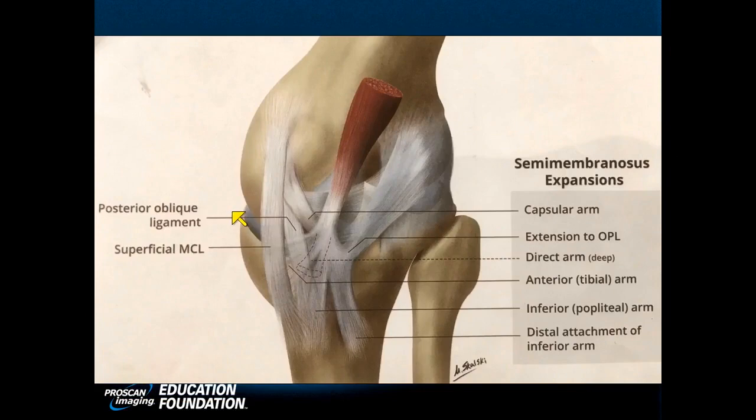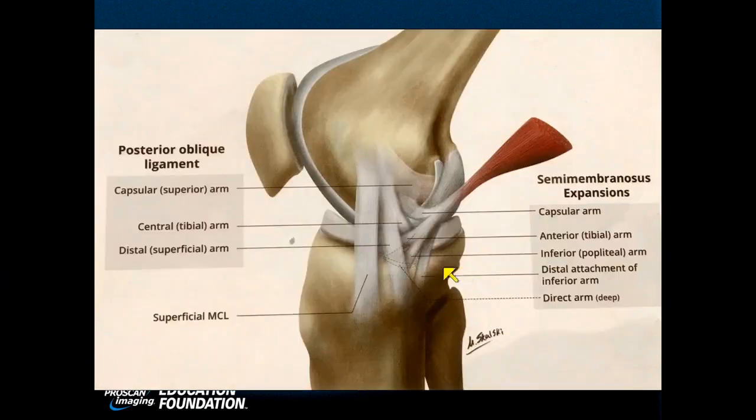This is a diagram showing you the semimembranosus expansion, and this one's seen in the oblique projection. Here's the semimembranosus muscle. Here's the tendon, and here are the individual arms. And I've got them labeled for you. You've got a capsular arm, an extension to the OPL, which was torn in this case, the direct arm, which you almost never see, the anterior tibial arm, which is known as the pars reflexa, which I have shown you. There's an inferior popliteal arm, which I will show you a little bit later on, and there is a distal inferior arm, which you can see, and I will show you a little bit later on. I think it's easier to appreciate in the sagittal projection.